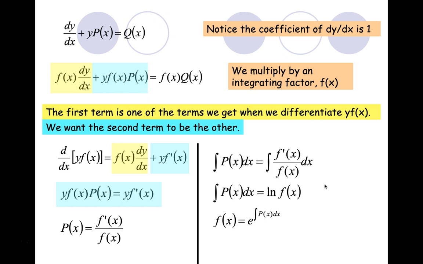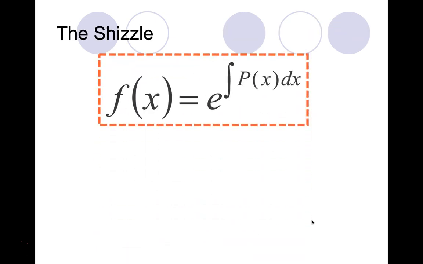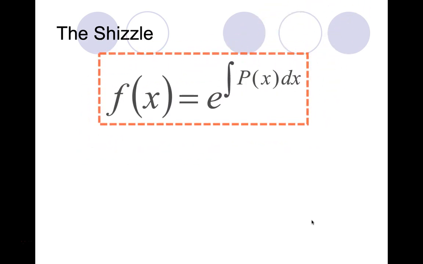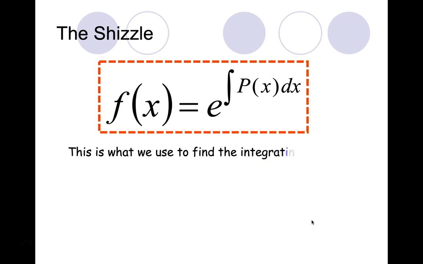And so we can find f of x. f of x will be e raised to the power integral of p of x dx. So this is our integrating factor. We are able to find our integrating factor. So it's a very important factor that you need to remember. So that is what we use to find the integrating factor. The integrating factor is e raised to the power integral of p of x dx.